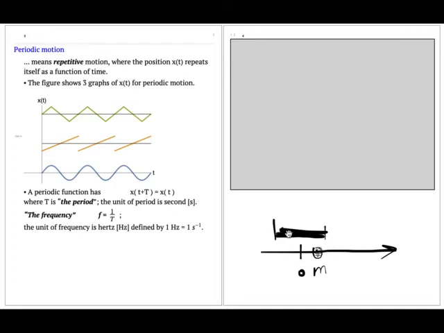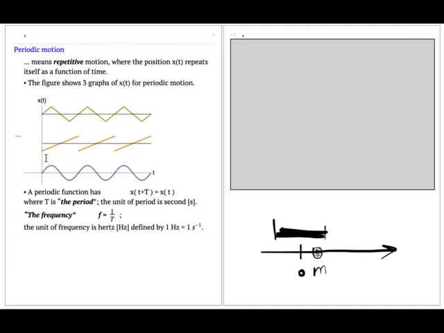That's the oscillation. So if I plot x as a function of time, these are three examples of periodic motion. The plot might be a straight line followed by a straight line with negative slope, followed by a straight line with positive slope, negative slope, positive slope, negative slope, and so on. But you see how it's repetitive. So that's an example of periodic motion.